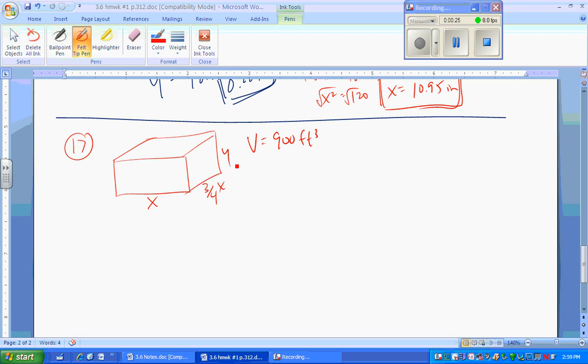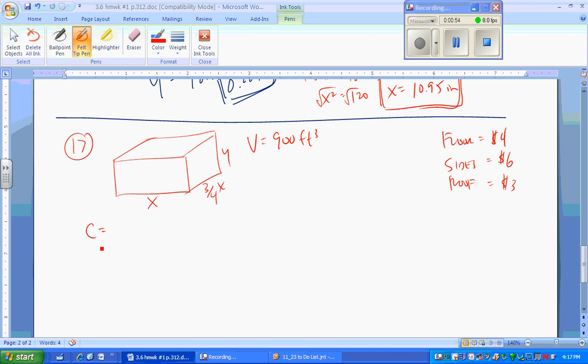The cost per square foot of the materials is $4 for the floor, $6 for the sides, and $3 for the roof. Alright, so we have to minimize the cost of this.